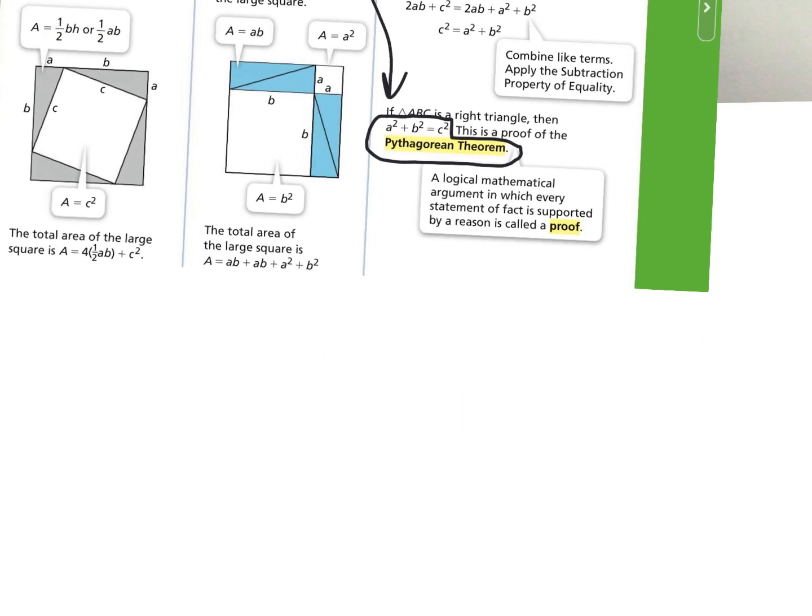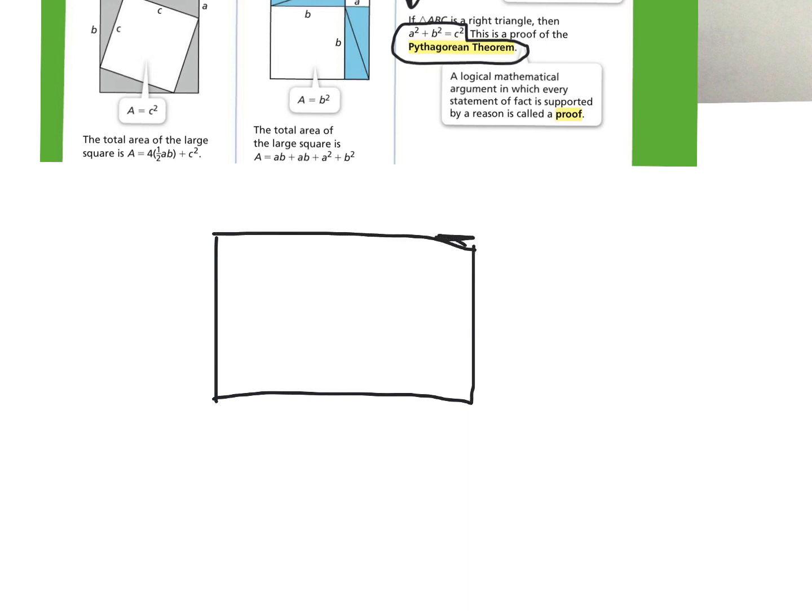This has a lot of practical applications. For example, if we were building a house, normally we would want the room to be kind of a rectangle, and we would have 90-degree angles where the walls meet. If we split the room in half, then that would be a right triangle.